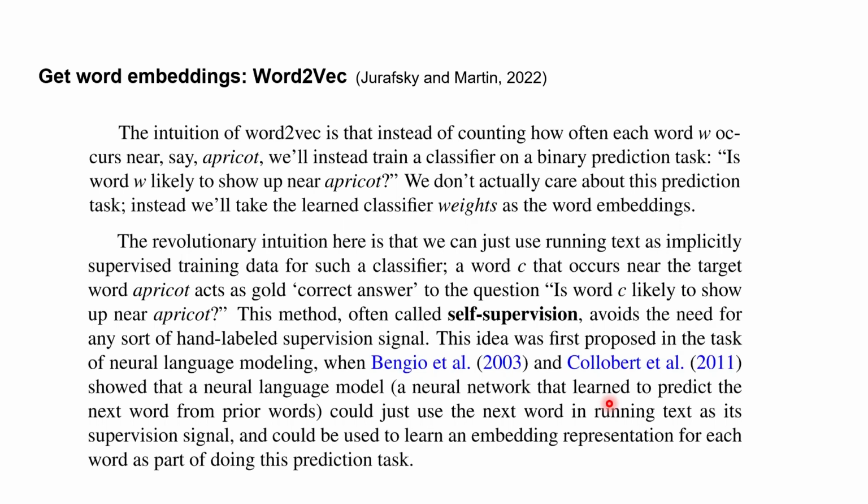The idea was proposed in the task of neural language modeling when Bengio et al. showed that a neural language model, a neural network that would predict the next word from prior words, could just use the next word in running text as a supervision signal and could be used to learn an embedding representation for each word as part of doing this prediction. Isn't that amazing, right? How would this clever person think about this? So clever. Every day when you write something, it's kind of training text for the algorithm, the self-supervision.